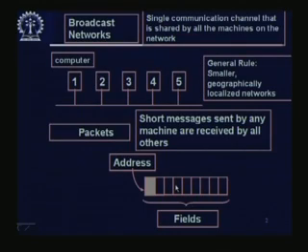So what is the broad outline of Ethernet? First of all, it was conceived of as a broadcast network. So a single communication channel that is shared by all the machines on the network. That was the idea. So we have a shared medium where everybody broadcasts. One of the common physical organizations of this Ethernet in the early days was some machines connected to a coaxial cable.